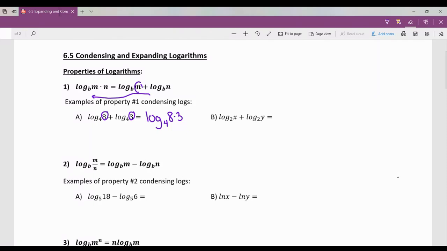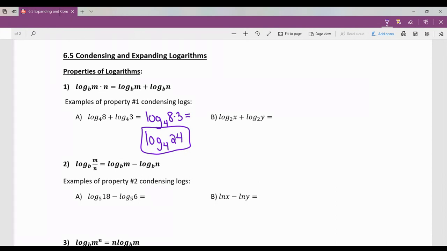All right, I'm going to erase all these little circles. But now I say to myself, could I actually do what 8 times 3 is? Yeah, that's going to be log base 4 of 8 times 3, 24. That's the final thing that we have with condensing. So it's condensed down to a single log.